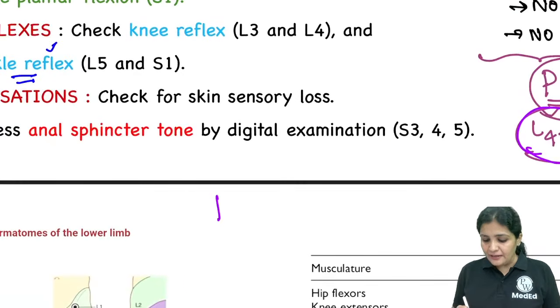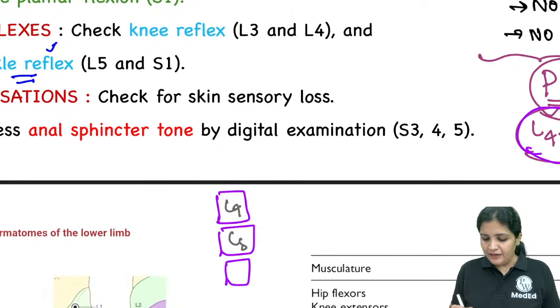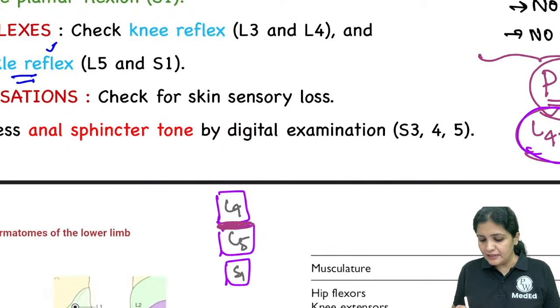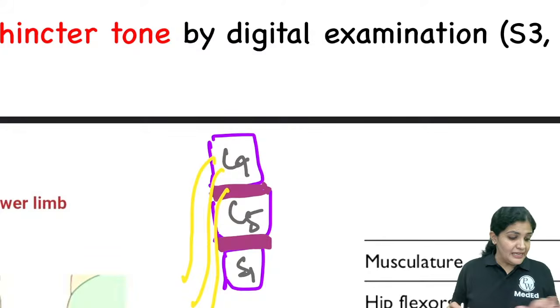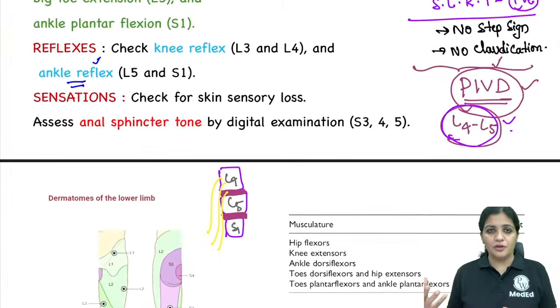I'm telling you that these are the vertebrae, right? This is L4, L5 and S1. So this is the disc here. Okay, this is the L4, L5 disc and this is the L5, S1 disc. There are nerves coming out like this, right? So which nerve will be affected here? Is it the L4 or L5 nerve or S1 nerve? Which nerve will be affected?